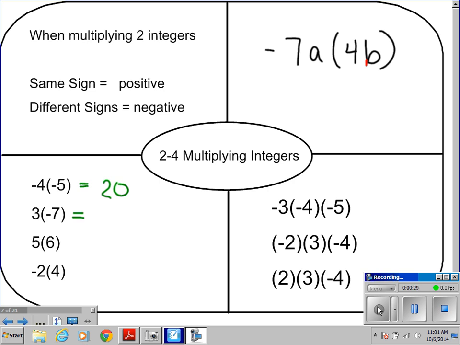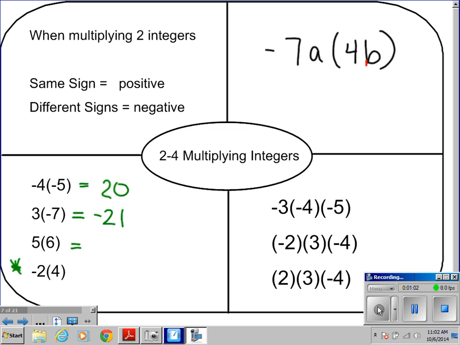What about 3 times a negative 7? Negative 21. Negative 21 because they have different signs. Sometimes students will say, well, the 7 has a higher absolute value, so I should take that sign. And then when they look at a problem like this one here, they say 4 has a higher absolute value. No, that's the rules for adding and subtracting. This is multiplying, so it doesn't matter which one has a higher absolute value. It's simply if they have the same sign, positive; different sign, negative.